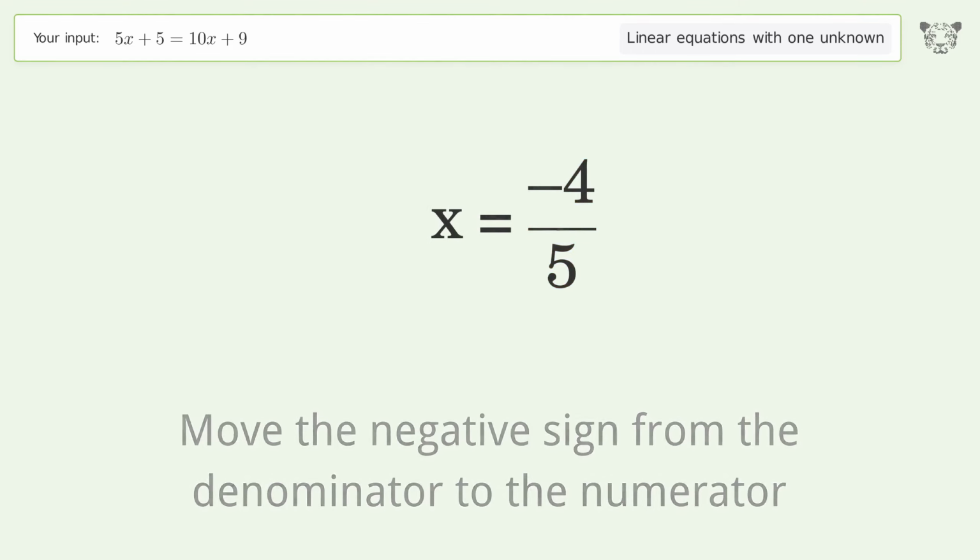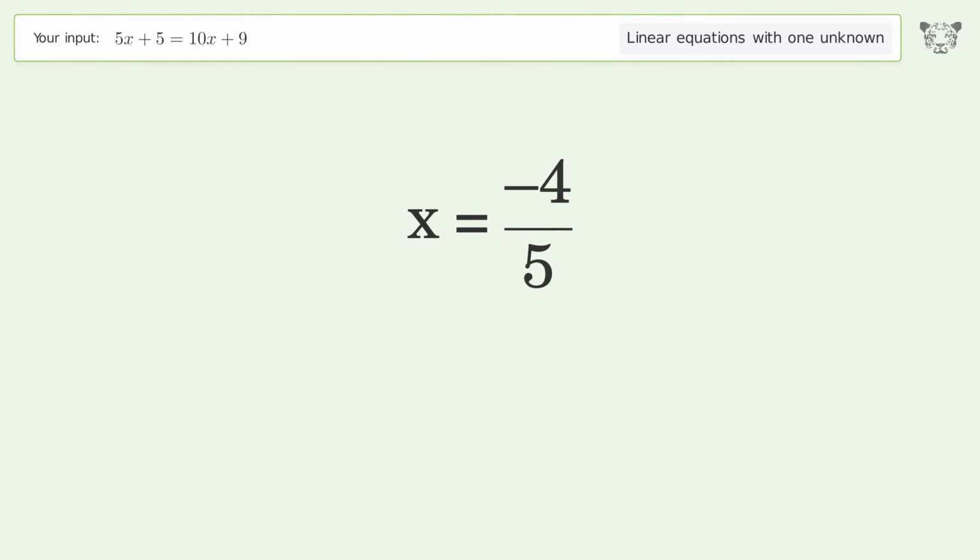And so the final result is x equals -4/5.